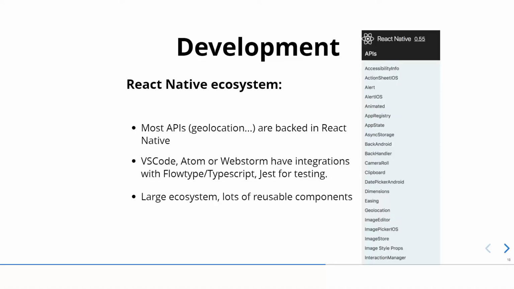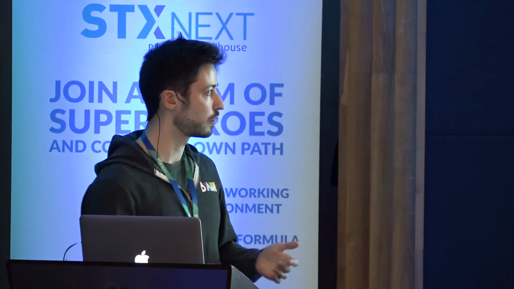Let's now speak about the day-to-day development with React Native. First, the ecosystem is quite big. Most APIs that you want to use are already baked into React Native. This is an extract from the documentation of React Native, so you have access to lots of APIs from the mobile. And you can use Visual Studio Code, Atom or WebStorm, or any other text editor, Vim, and lots of them have integration with FlowType or TypeScript and Jest for testing. At BAM, we are quite used to using VS Code.